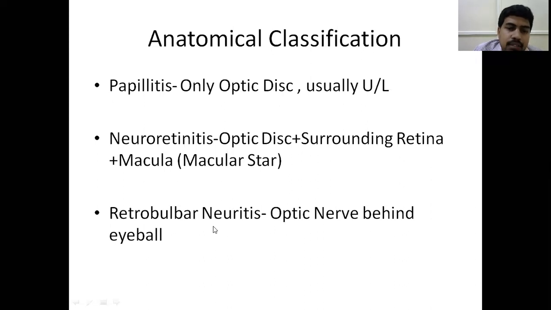And retrobulbar neuritis. Here the optic nerve behind the eyeball is inflamed. Behind the eyeball means it could be the intraorbital part or intracanalicular part or intracranial part. But most commonly the inflammation we see is in the intraorbital part. So anatomically, optic neuritis can be classified into papillitis, neuroretinitis, retrobulbar neuritis. Papillitis, only the optic disc is involved. Neuroretinitis, optic disc plus surrounding retina and macula are involved. Retrobulbar neuritis, the part of the optic nerve behind the eyeball is involved. That is usually the intraorbital part. The intracranial and intracanalicular parts also can be inflamed.